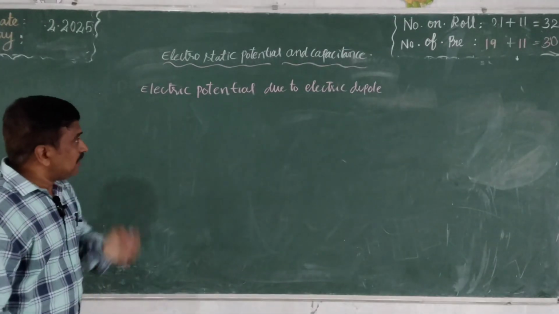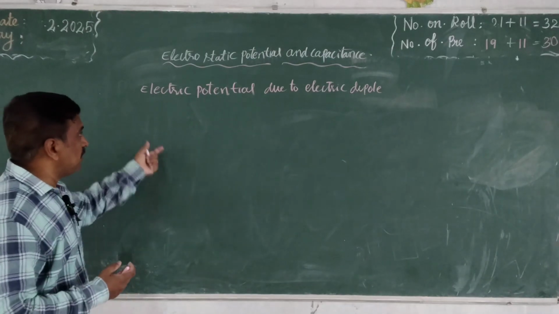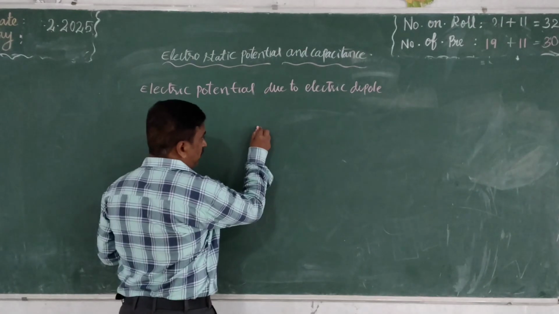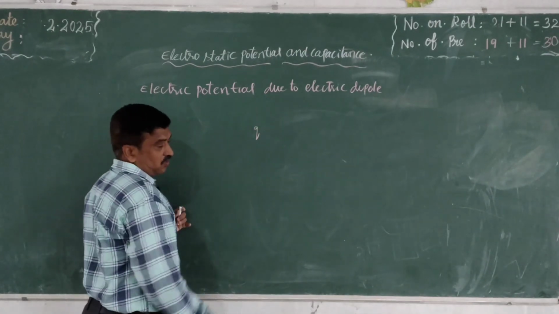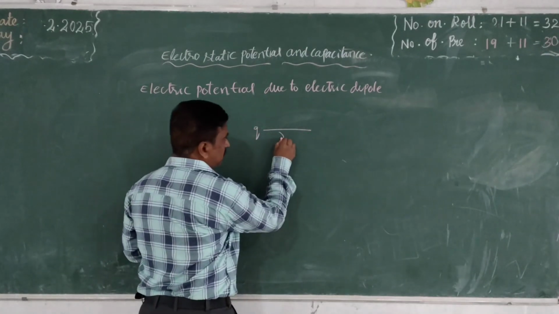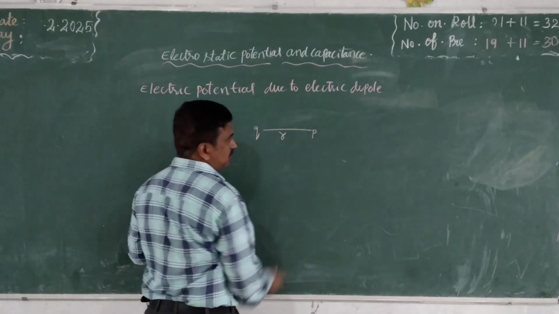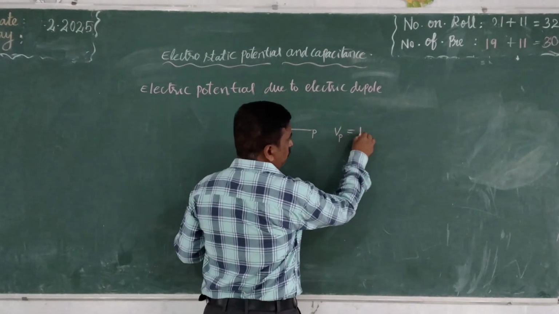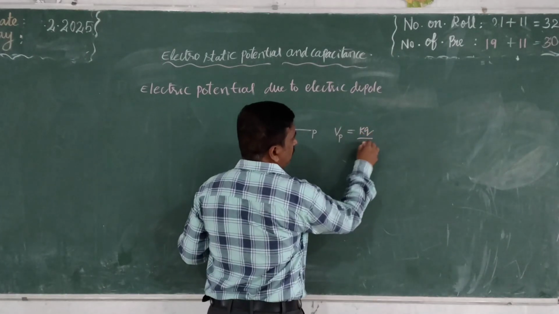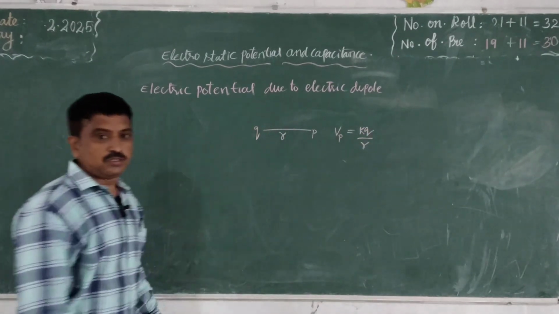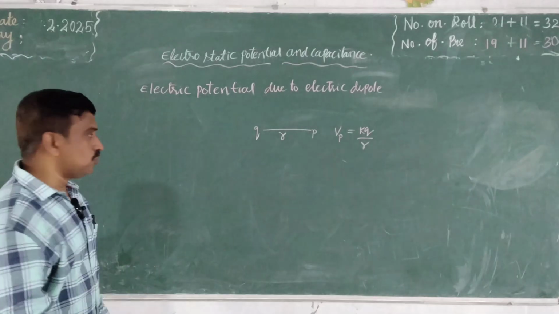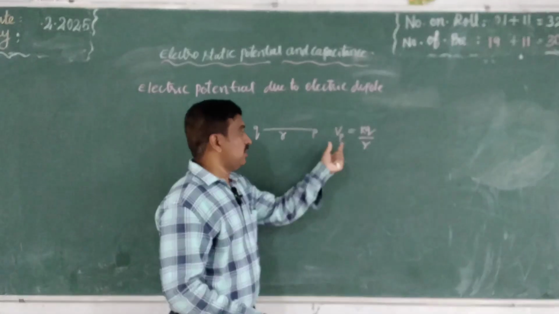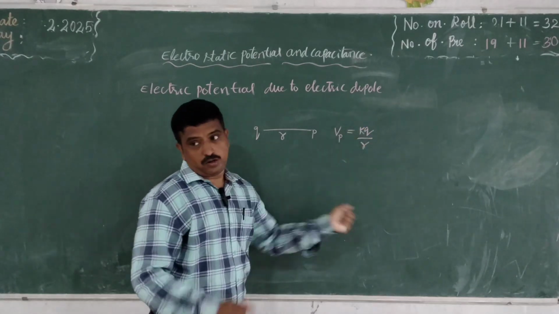First we discuss what is electric potential and electric dipole. Electric potential means, for example, this is a point charge, and at a distance r from the charge, at point P, the potential is Vp equal to kq by r. Kq by r is the electric potential due to point charge q at distance r from the charge at point P.